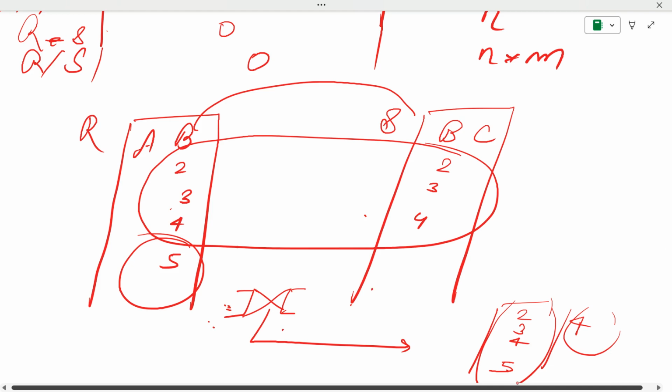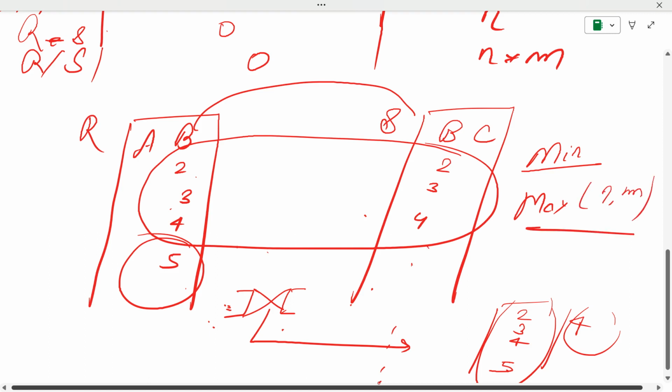So if we ask about the minimum or maximum number of tuples, there could be more if B can have more values, but the bare minimum number of tuples will be the maximum of n and m.